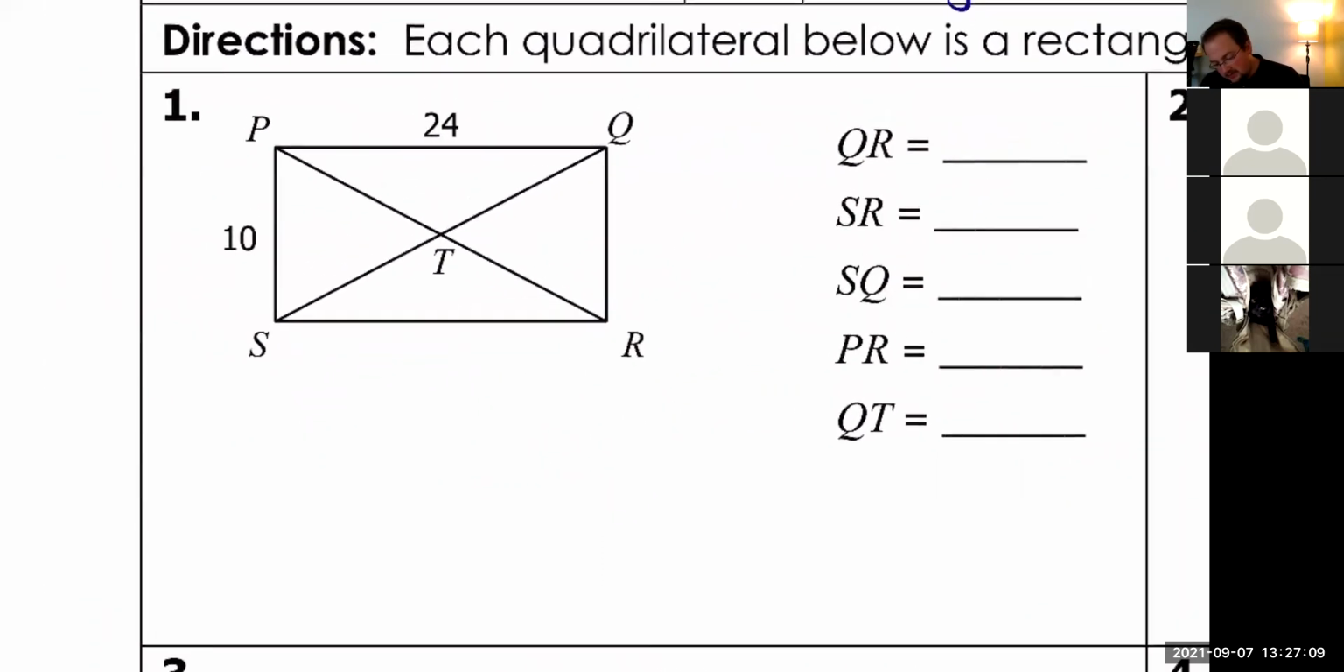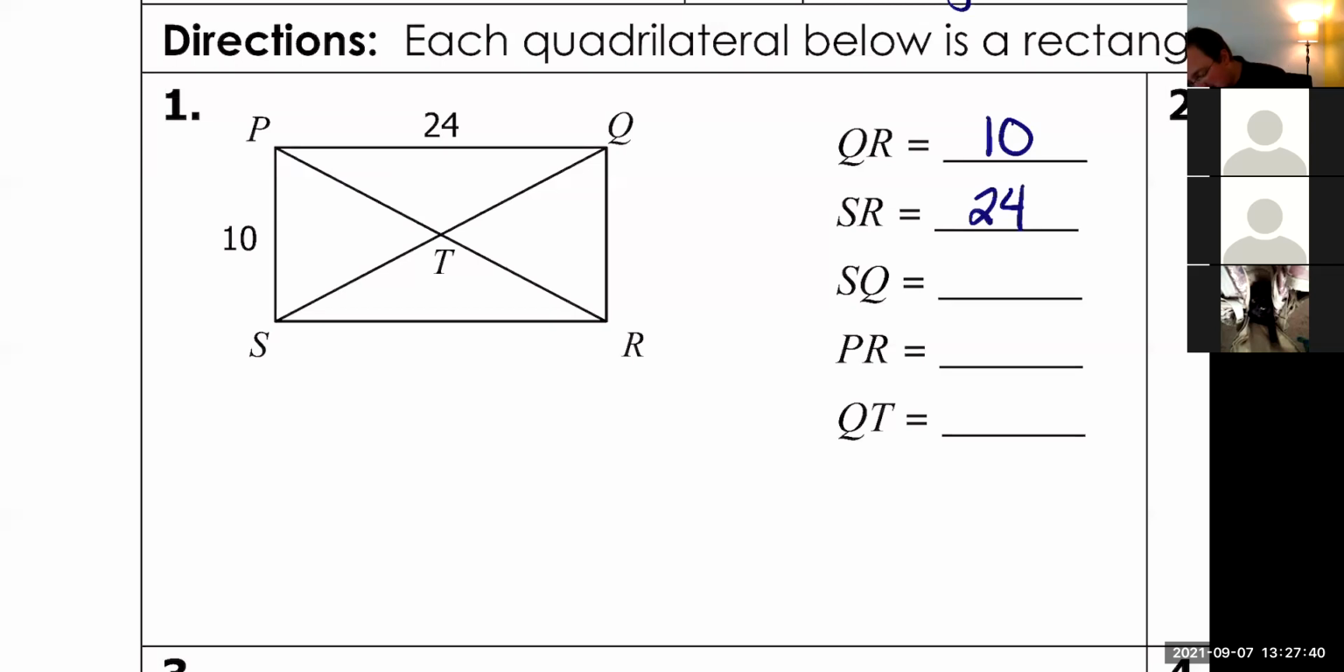So number 1, looks like we're given 2 of the sides of this rectangle, and we have some diagonals thrown in there as well. What is side QR? 10, because it's opposite PS. What about SR? 24. SQ? We'll come back to that one. PR? Well, we'll have to come back to that one. And QT. So we really need to find SQ.